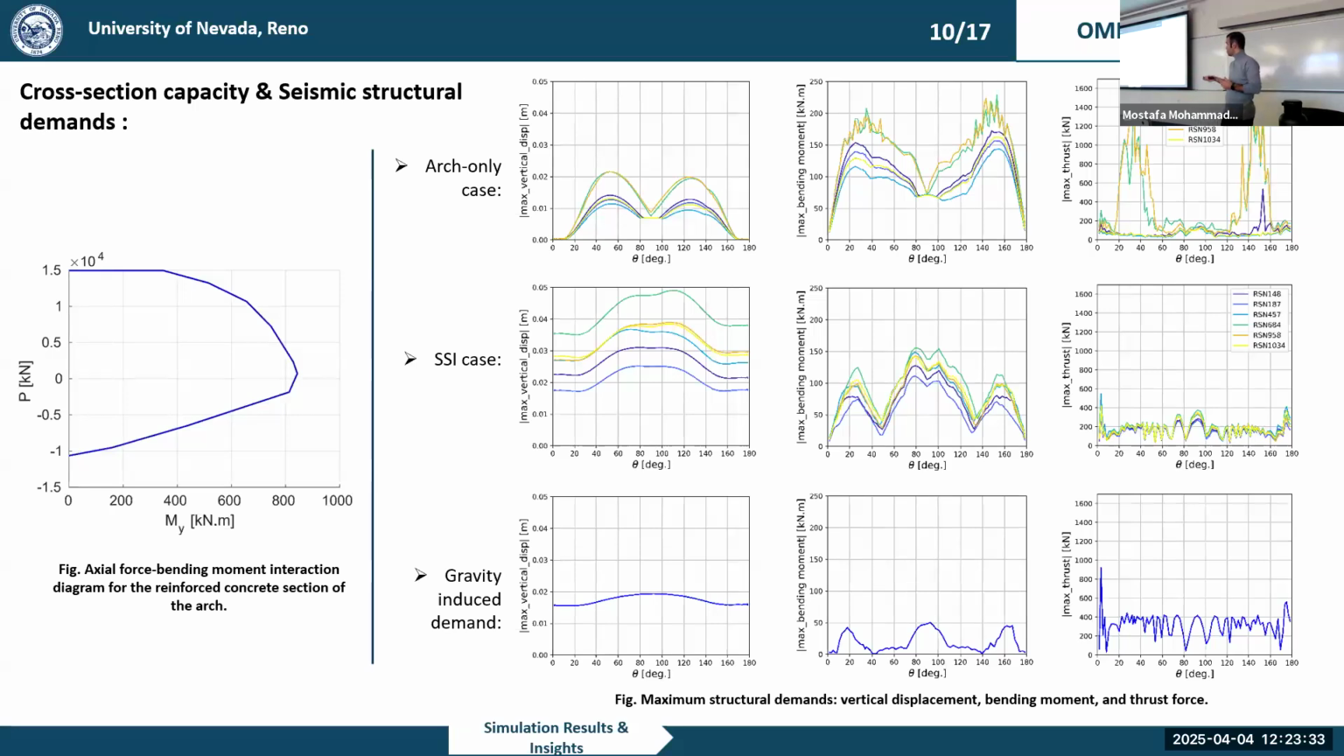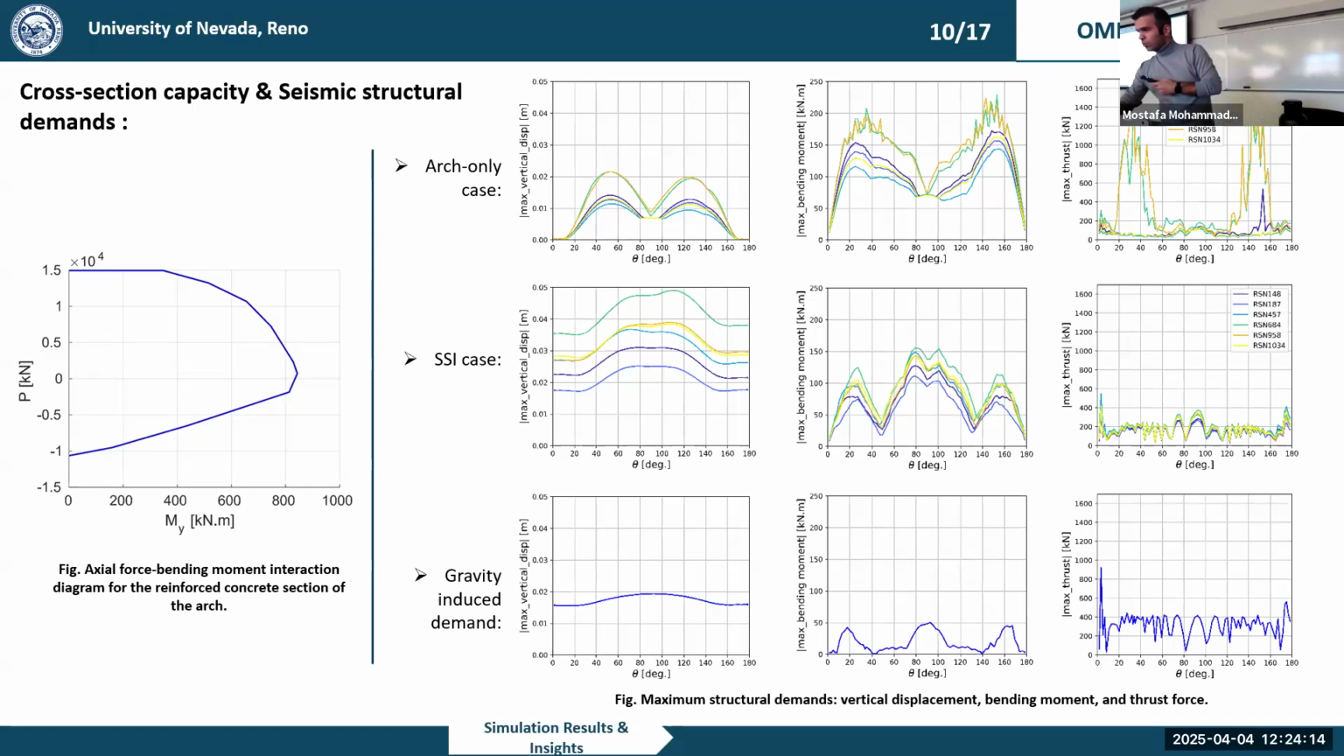In order to make sure that these conclusions are not only based on gravity, because of the dead load of the soil, I took a look at the gravity-induced demand. It means that only by applying the soil dead load on top of my structure, I want to see how it acts. If you compare it with the upper case, we will see that it's kind of negligible in all of the cases. So all of these changes from the arch-only case to the SSI case are the direct result of the soil-structure interaction effect.